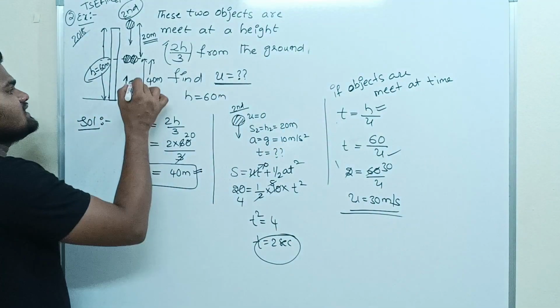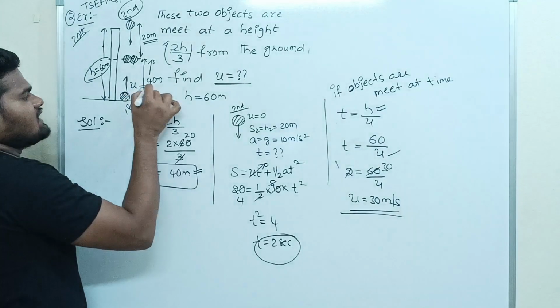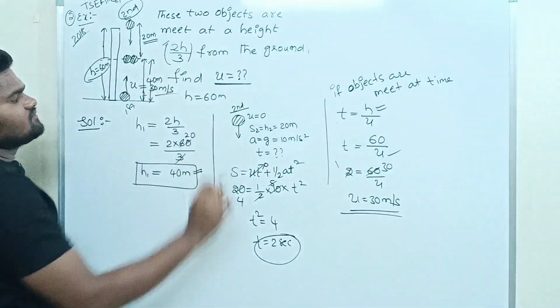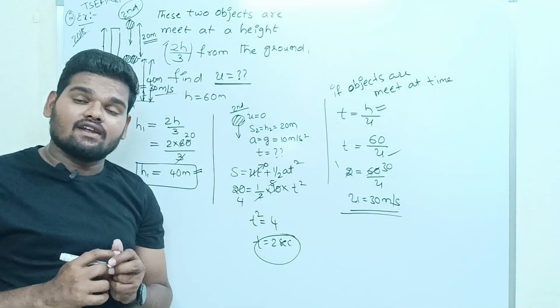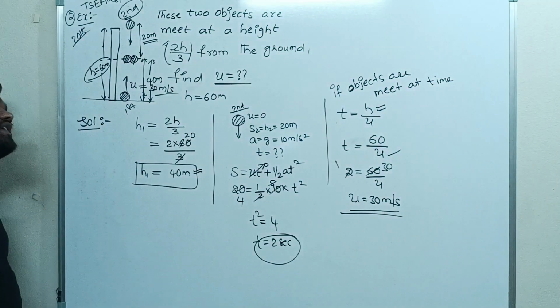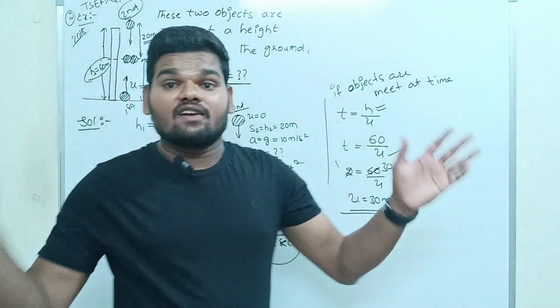So the initial velocity of this object is how much? 30 meters per second. Are you getting? Any doubts? Well, pause the video and write the solution. 3, 2, 1, go.